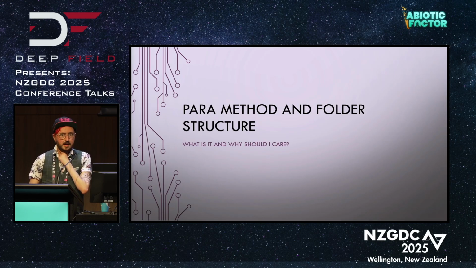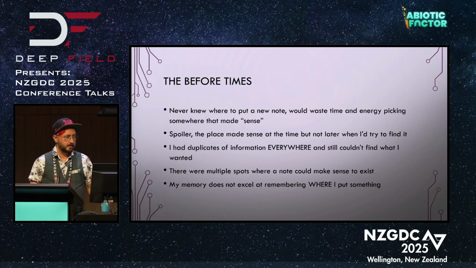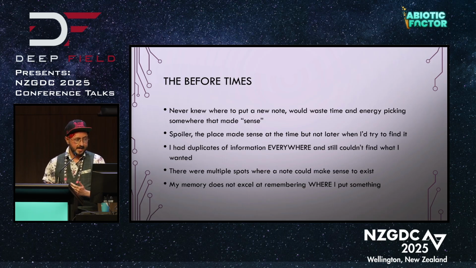So I'm going to talk about the PARA method and folder structure. What is it and why should I care? This is probably what revolutionized my organizational capabilities, was coming across the PARA method. So let me take you back to before I organized my vault in this way. Basically, I didn't know where anything was. I didn't know where anything belonged. It was pretty chaotic.